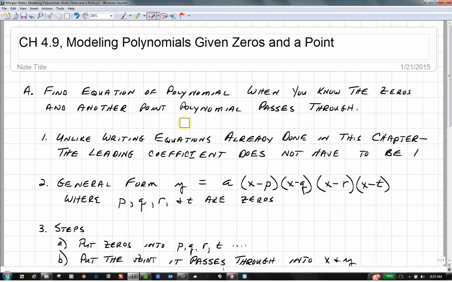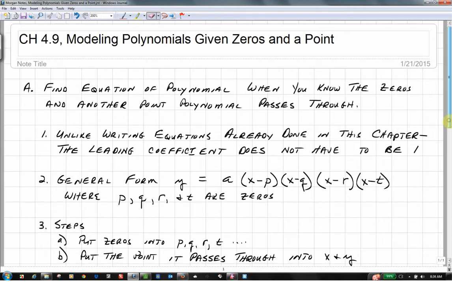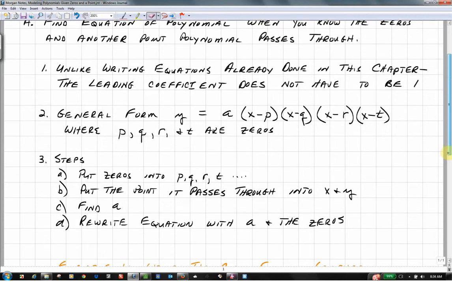We will need to either look at a graph and find the zeros from the graph and one other point, or they will give us a list of the zeros and one other point. For however many zeros there are, we're going to express them as factors. So if I had zeros of P, Q, R, and T, of course, you just subtract those to get the factors.